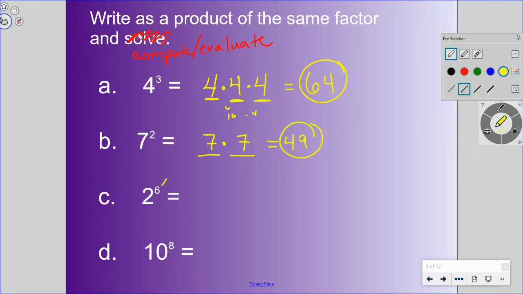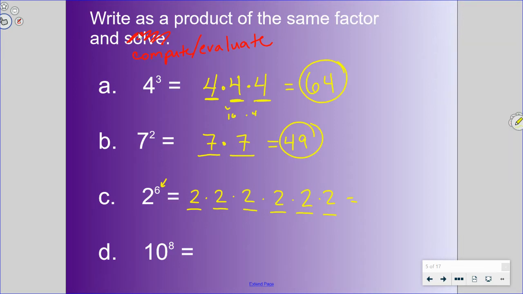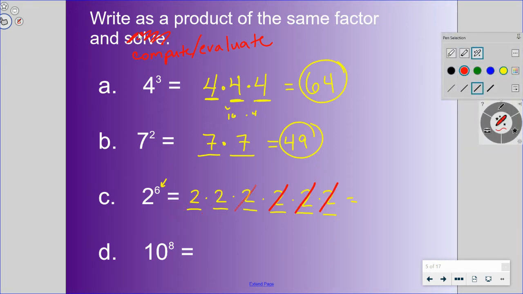2 to the sixth power. Wow, that's a large exponent. So 2 multiplied by itself 6 times. Now, I'm going to go ahead with a little bit of disappearing ink here. 2 times 2 will be 4. 4 times an additional 2 will be 8. 8 times 2 is 16. 16 times 2 is 32. And yes, 32 times that last 2 will be 64.